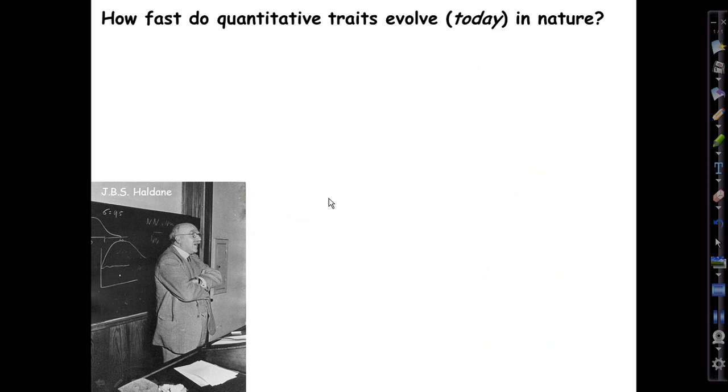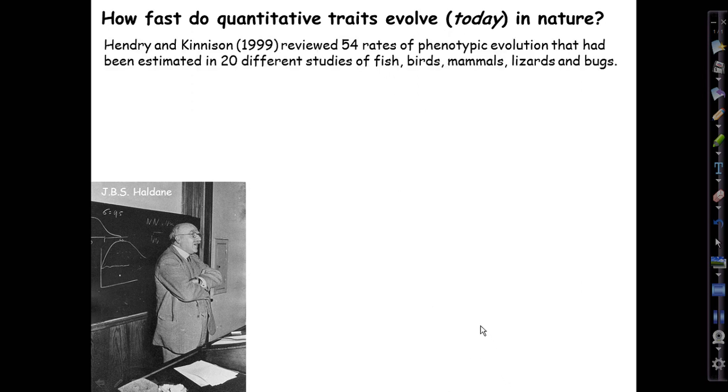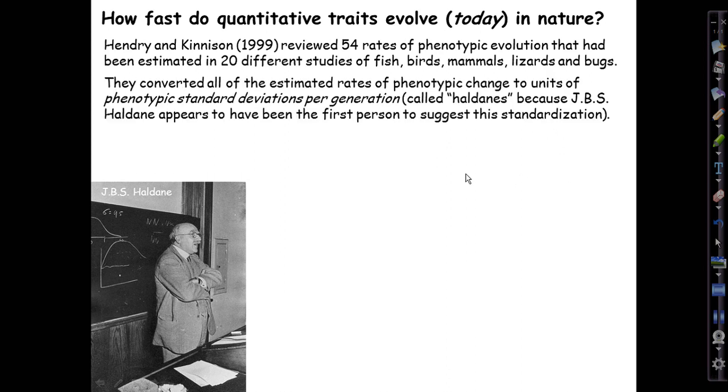Okay, so how fast do quantitative traits generally evolve today in nature? Hendry and Kinnison kind of started this subject really at the turn of the 21st century in a great paper that reviewed 54 different rates of phenotypic evolution that ecologists had estimated in 20 different studies of fish, birds, mammals, lizards, and bugs. They converted all of the estimated rates of phenotypic change to units of phenotypic standard deviations of the trait per generation. The units are called Haldanes, after J.B.S.